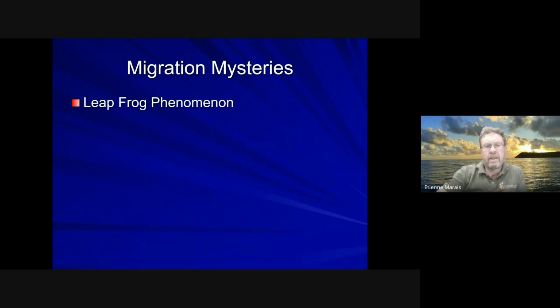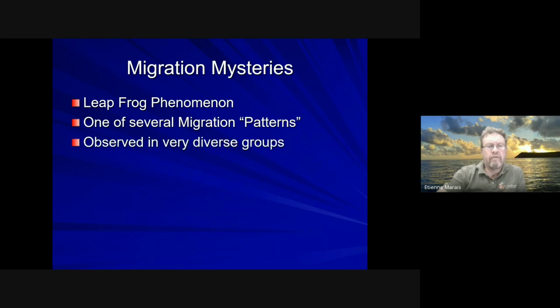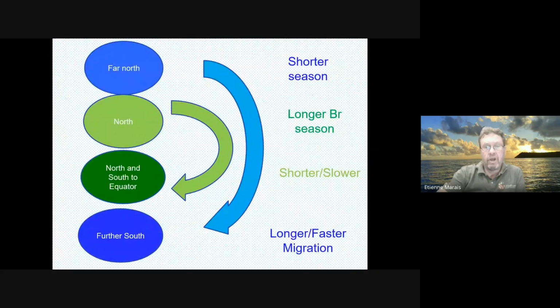And one of the fascinating things to me, and I think you can see this in action in many cases, is the leapfrog phenomenon. This is one of several migration patterns, and it's been observed in very diverse groups. For example, in golden eagles in North America, research has shown that birds that breed much further north tend to migrate further south than the birds that breed less far north. In other words, they pass over those other central populations.